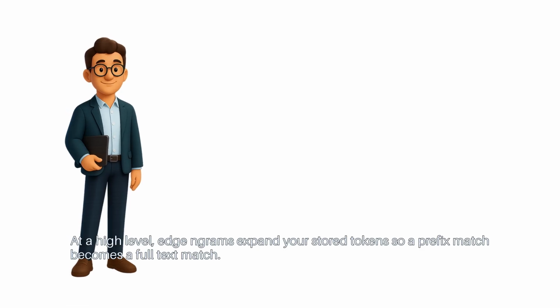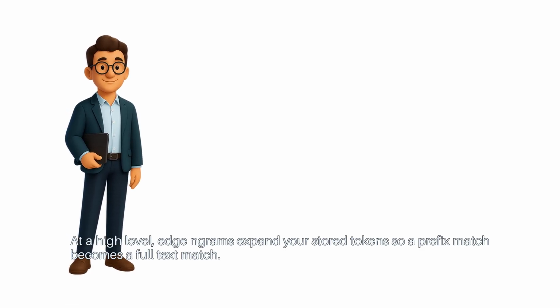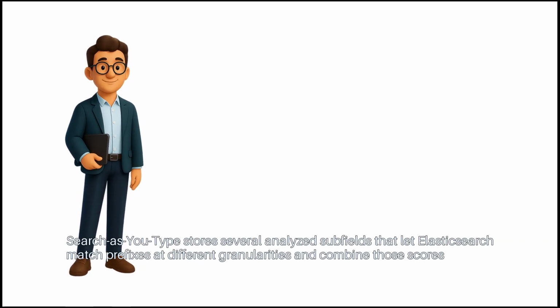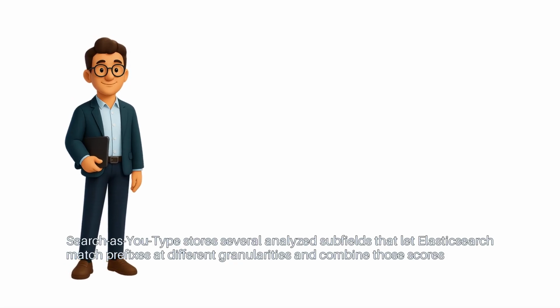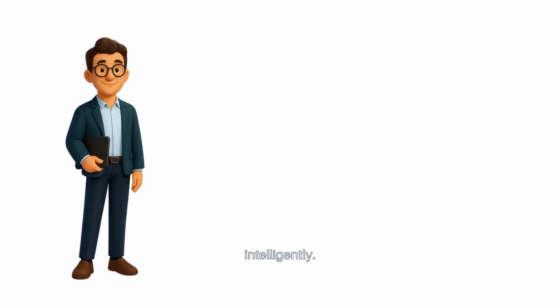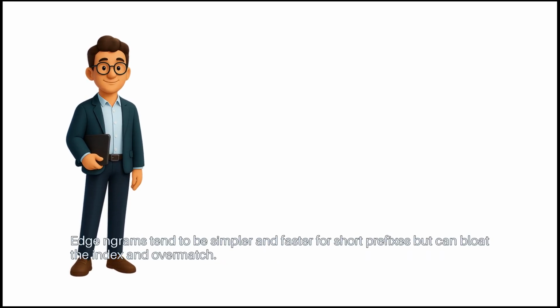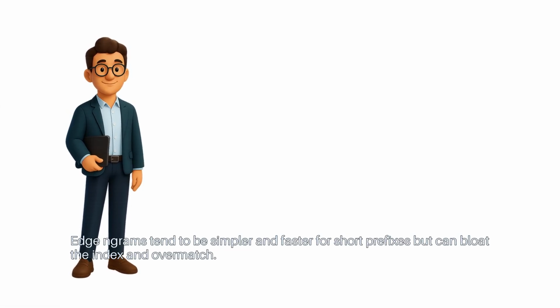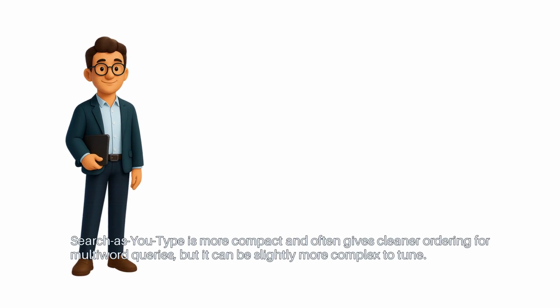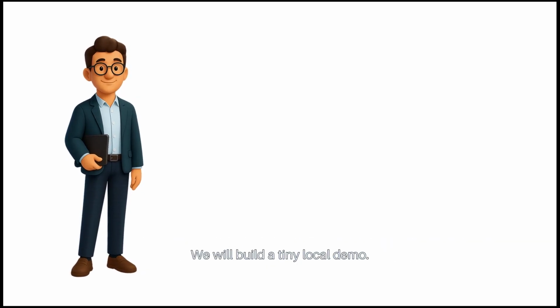At a high level, Edge Ngrams expand your stored tokens so a prefix match becomes a full text match. Search as You Type stores several analyzed subfields that let Elasticsearch match prefixes at different granularities and combine those scores intelligently. Edge Ngrams tend to be simpler and faster for short prefixes, but can bloat the index and overmatch. Search as You Type is more compact and often gives cleaner ordering for multi-word queries, but it can be slightly more complex to tune. We will build a tiny local demo.